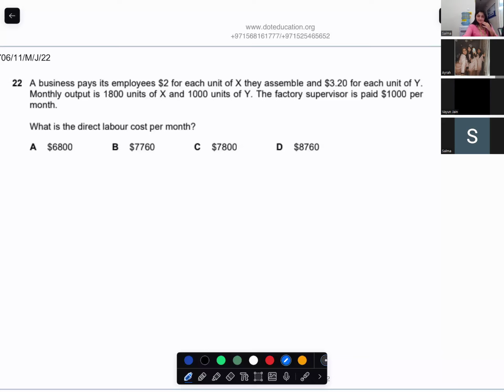A business pays its employees $2 for each unit of X. So when producing a unit of X, they pay $2. And $3.20 for each unit of Y. Read ahead. Monthly output is 1,800 units of X and 1,000 of Y. The factory supervisor is paid $1,000 per month. What is the direct labor cost?